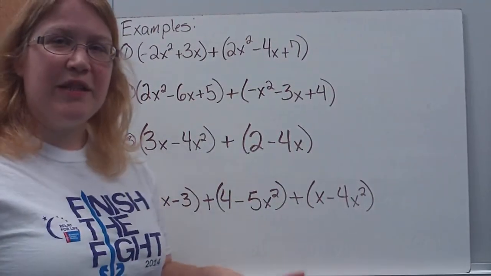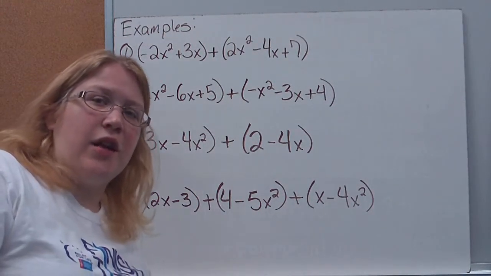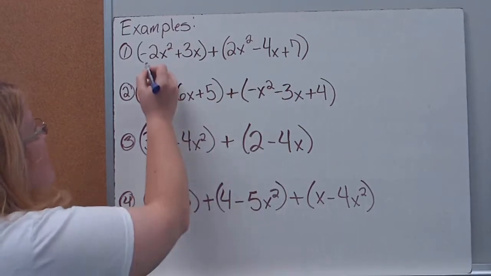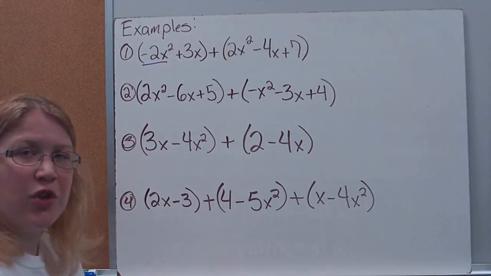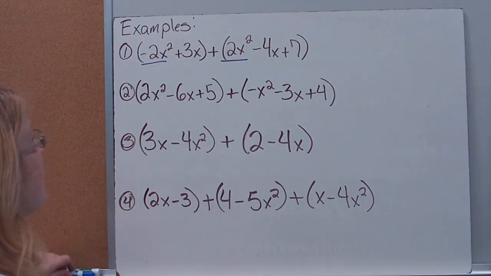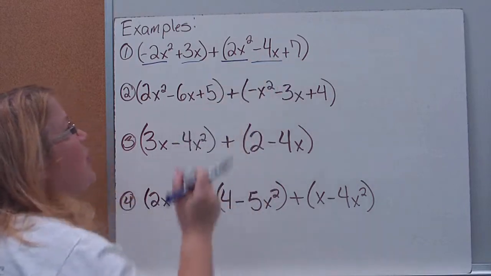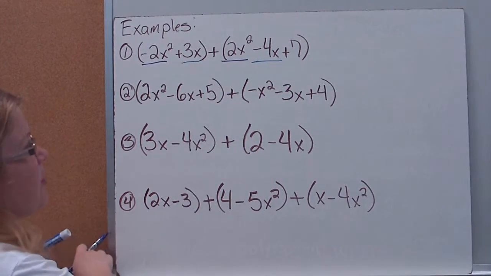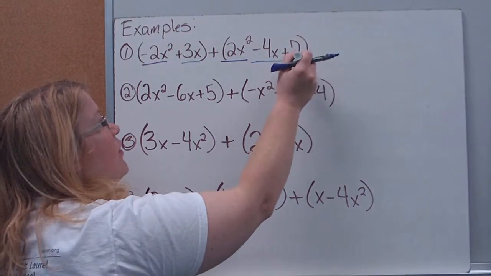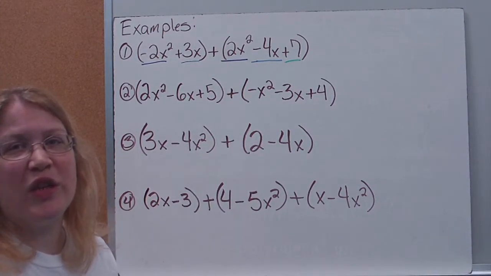So the first thing I'm going to do when I look here is underline in color code, where are my like terms. So I have an x squared term here, an x squared term here, an x term here, and an x term here. And then you'll notice there's this lonely little constant over here. There's nothing to combine him with, so he's just going to get moved over into the answer.